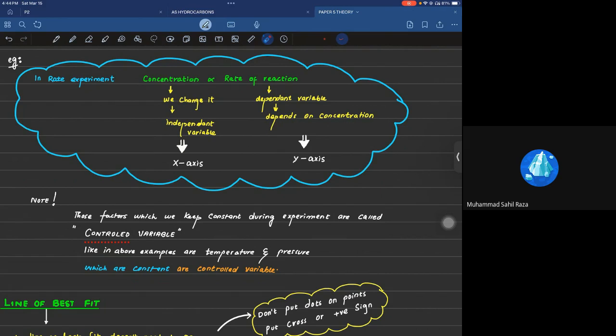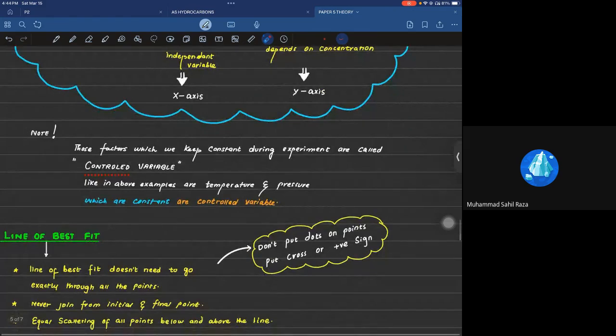Then you will come across two types of lines in your graph. The first one is a straight line, and the next one is a curved line. If you're dealing with a straight line, the examiner would be giving you different points that you have to plot by yourself. And then the examiner is saying that you have to draw the best fit line.